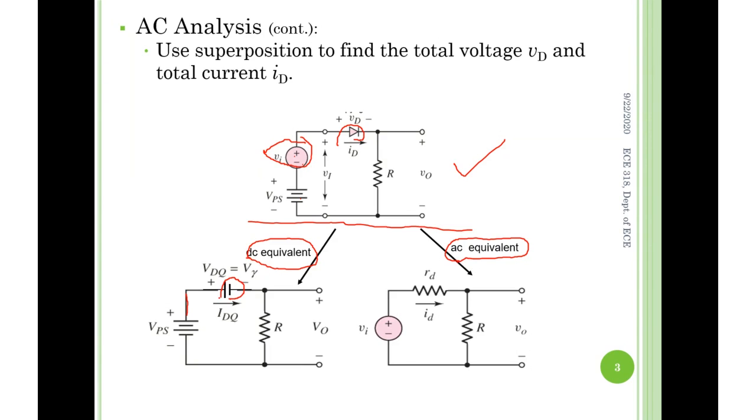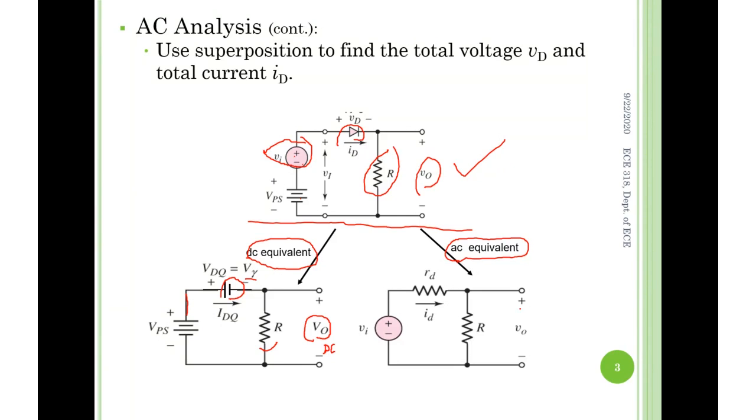Right. A power supply, a DC voltage supply with voltage of the cut-in voltage V gamma, right? So diode is replaced by DC model. That's very natural. Keep the resistor, and the output we're looking for is a DC output result rather than the total one we are looking for.